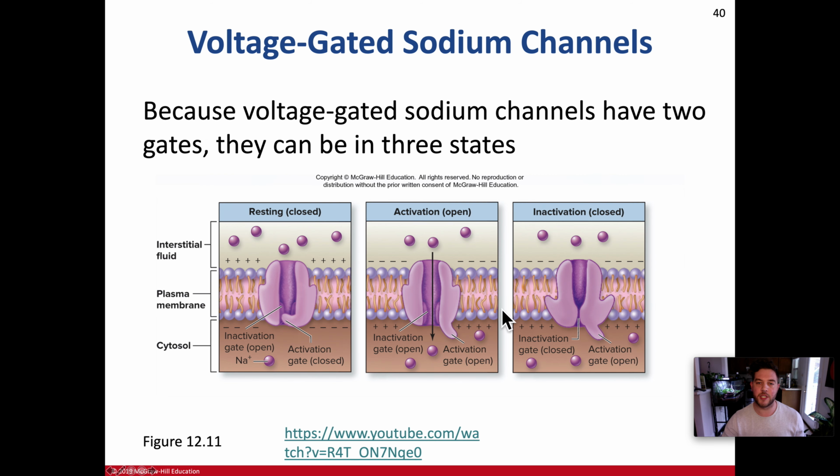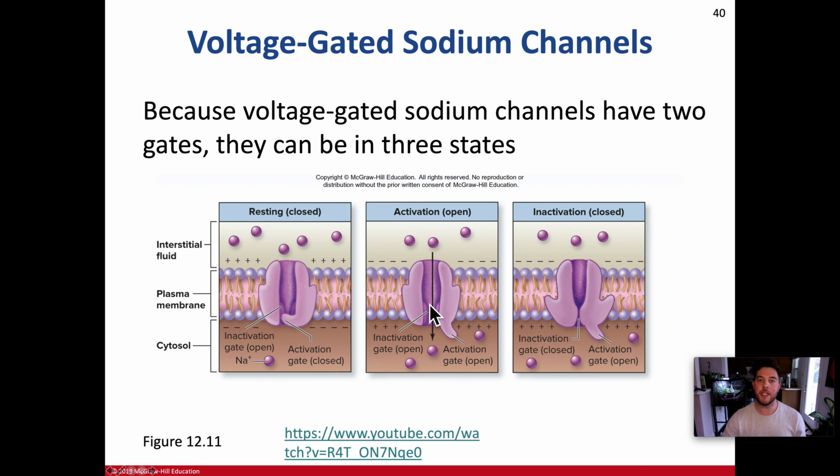Here is a picture, which is always a little bit easier. So you have the three states: resting, activation, and inactivation. You have interstitial fluid, your plasma membrane, and your cytosol, so outside of the cell and inside of the cell. And you can see here the two gates, your inactivation gate and your activation gate. In the resting state, the inactivation gate is open and the activation gate is closed. You're at your resting membrane potential, with no voltage to stimulate it.